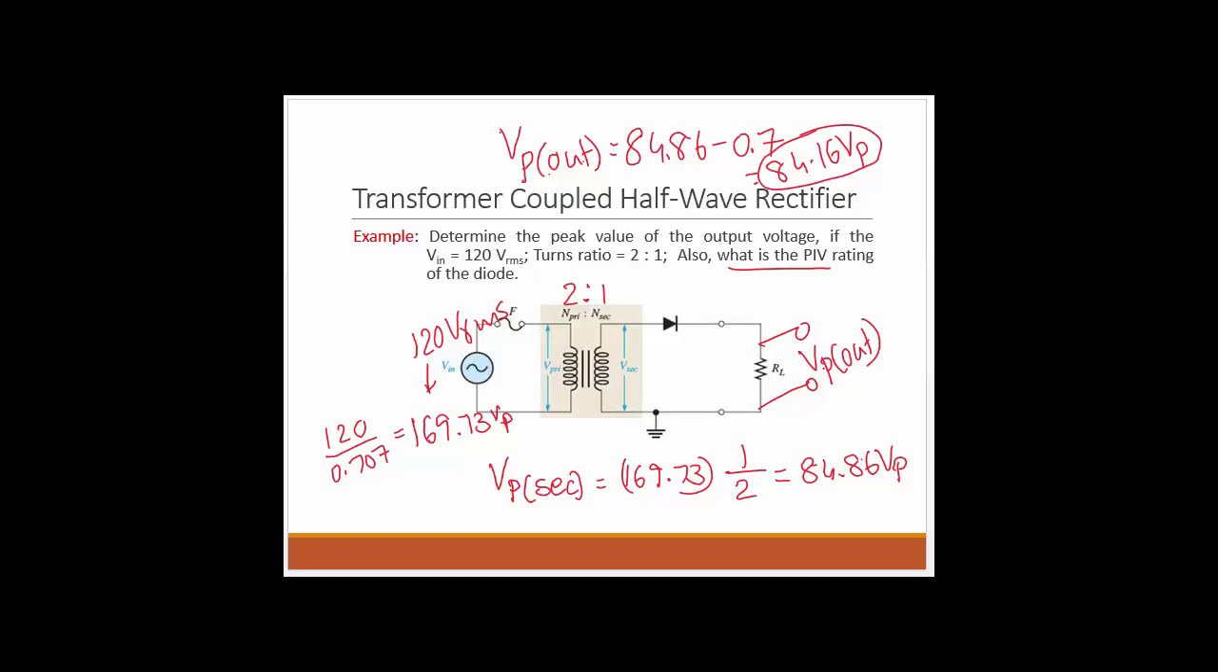And remember that it is also asking for the PIV rating of the diode. The PIV rating of the diode is whatever the peak input voltage is to the diode. In this case, the diode is receiving 84.86 volts peak. So that is the PIV rating of the diode.